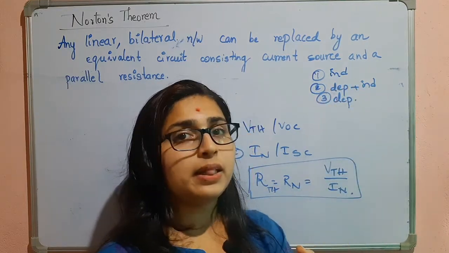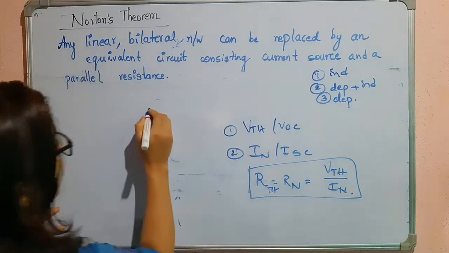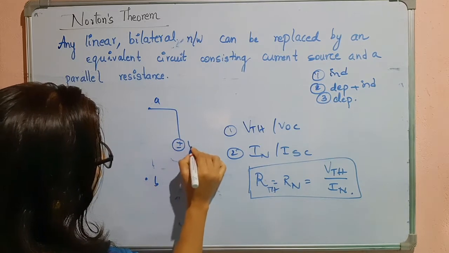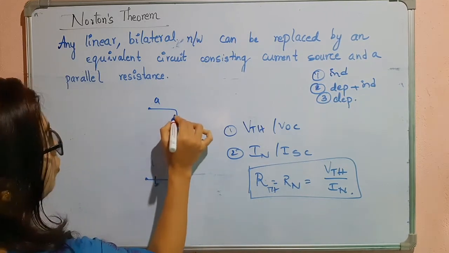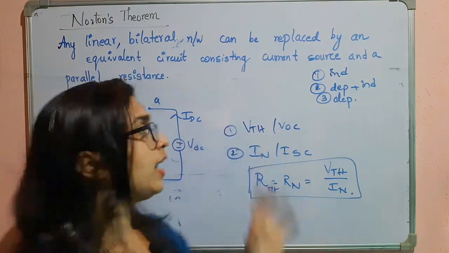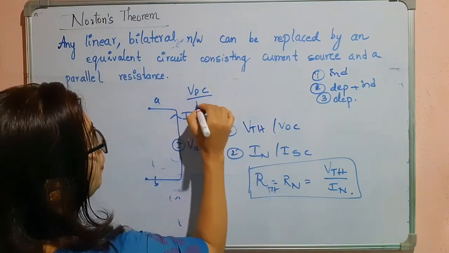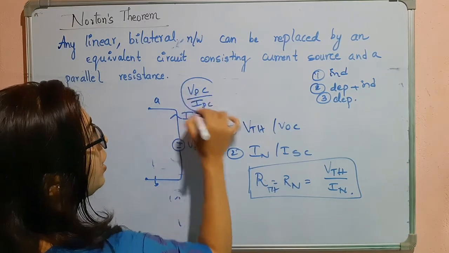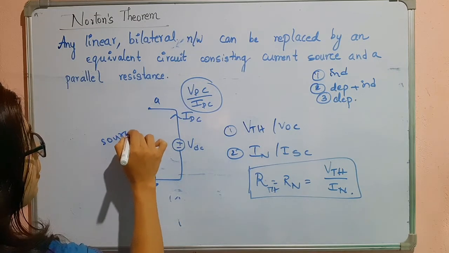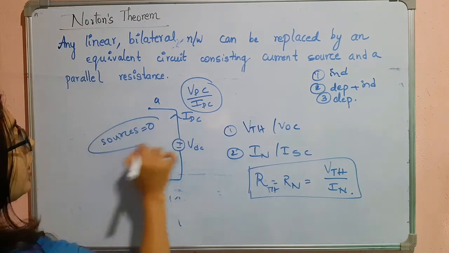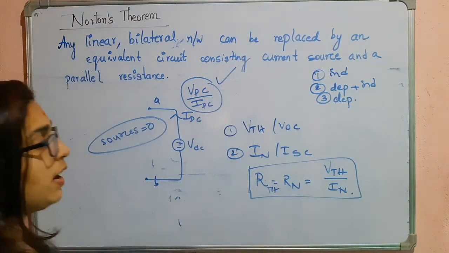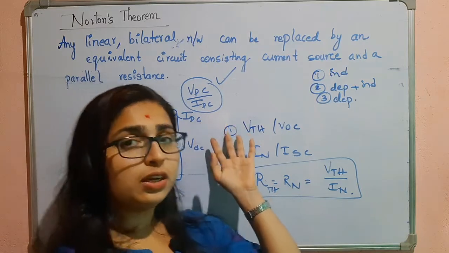The second method is, if you have the terminals A and B, you can connect a voltage source VDC, and then you can pass this current IDC like this. If you take the ratio of VDC and IDC, and remember, using this formula you have to make the independent sources equal to 0, then you have to find VDC divided by IDC. That will give you the resistance.